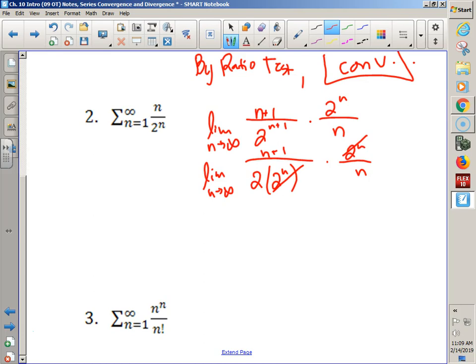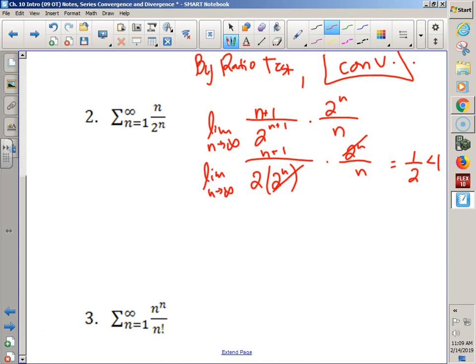Wait, so what's the limit? You guys see it? Because aren't the degrees now tied? The only places where n is left. And what's the ratio of the leading coefficients? 1 over 2. No. Not comparing to 0, comparing to 1. Less than 1. I know it's hard.